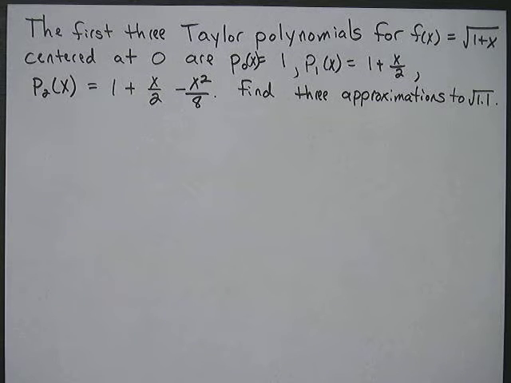The first three Taylor polynomials for f of x is equal to the square root of 1 plus x, centered at 0, are p sub 0 of x equals 1, p sub 1 of x equals 1 plus x divided by 2, and p sub 2 of x is equal to 1 plus x divided by 2 minus x squared divided by 8. Find three approximations to the square root of 1.1. Okay, so what we're doing is approximating the actual answer to the square root of 1.1.